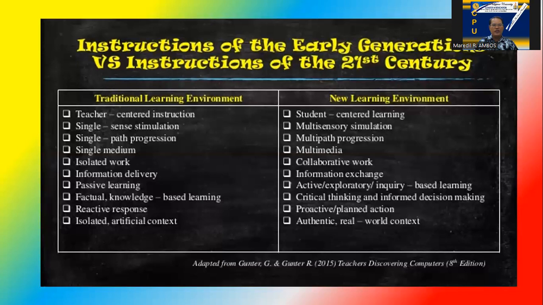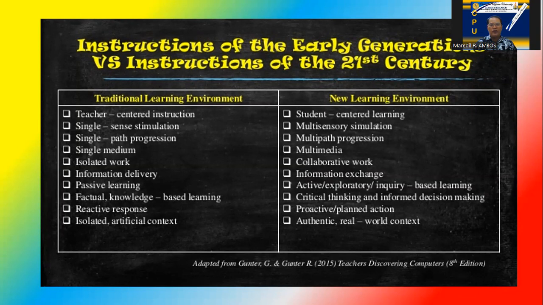And then we have the instructions of the early generations versus the instructions of the 21st century. So you can see traditional learning environment wherein teacher is the center of instruction, then single sense simulation, then single path progression. Then we have single medium. There is isolated work, information delivery, which is probably the work of the teacher. Then it's passive learning. There is factual or knowledge-based learning. And of course, there is reactive response. And it is isolated or artificial in context.